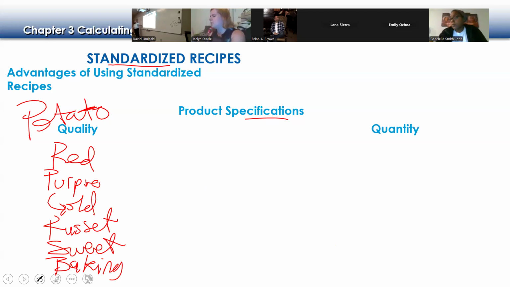My recipe tells me which type I have to order. If I'm making mashed potatoes, which type am I going to use? Probably red or purple or russet. Not going to use gold, Yukon Gold. They're too gluey, right? So it's not going to have the right consistency.